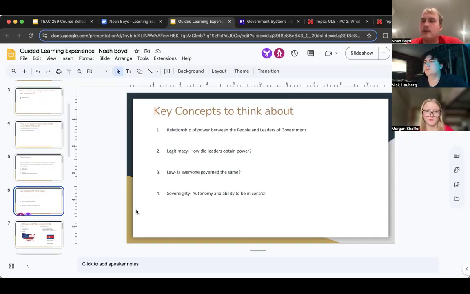The law, like it kind of touched on earlier. Are they all going to follow the same laws, or are certain people going to have certain rights? Is everyone going to be guaranteed rights? And then sovereignty, the autonomy and ability to control. So protect your people from outside forces, and then be able to instill your authority and your law onto your own peoples of your country.